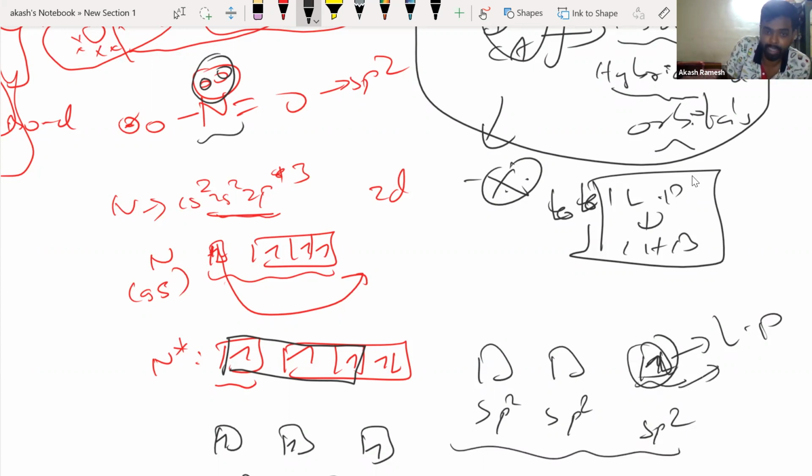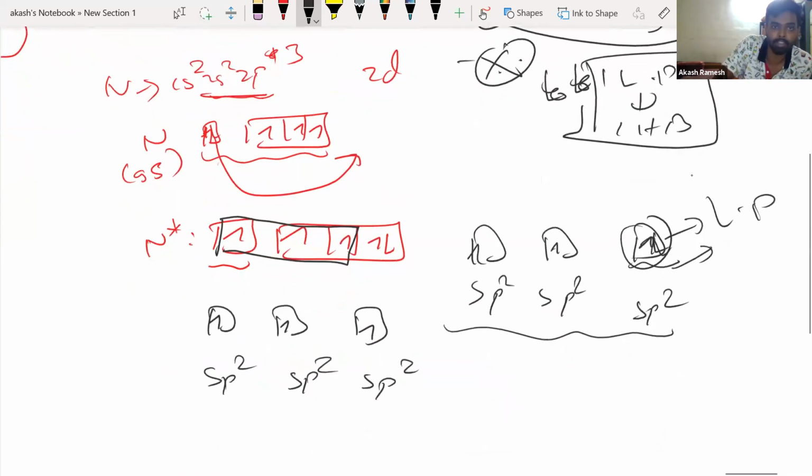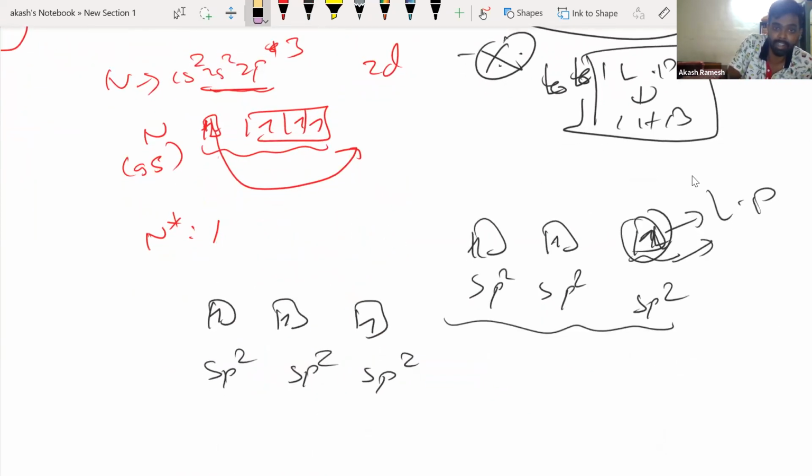Obviously, the other two are going to have single electrons. Let me concentrate here. Okay, let me rub this part and write it again.